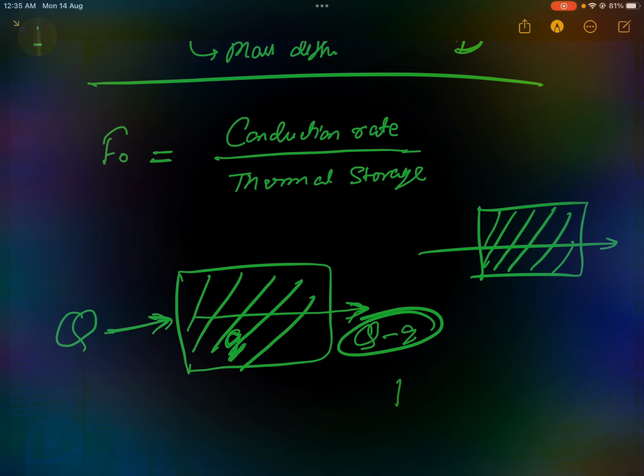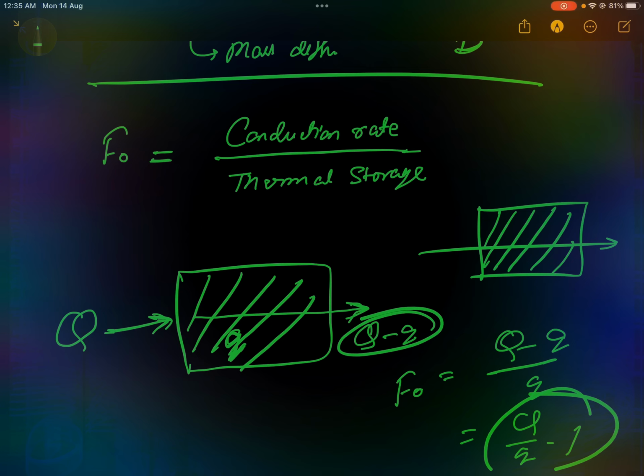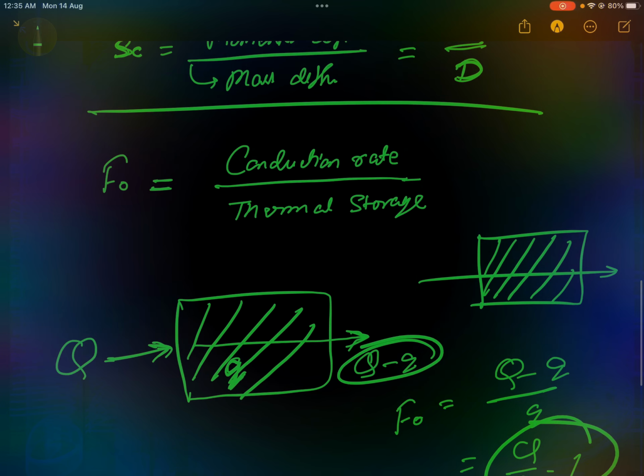So we can say that our Fourier number comes out to be capital Q upon small q. It means capital Q upon small q minus 1, numerically. So the Fourier number just signifies that it tells about any material or any object how much heat it allows to transfer within it as compared to storing the heat within it.